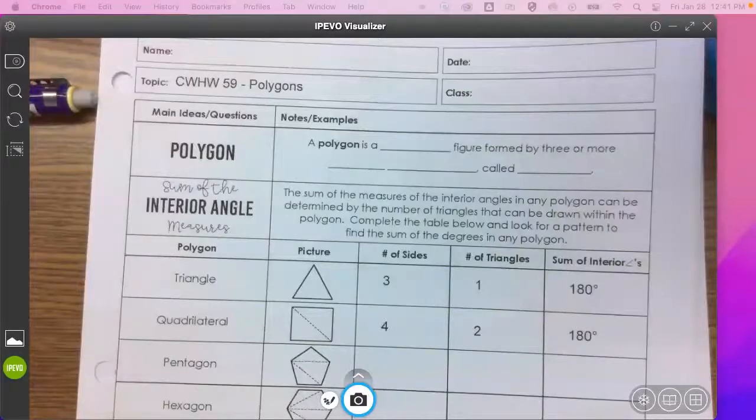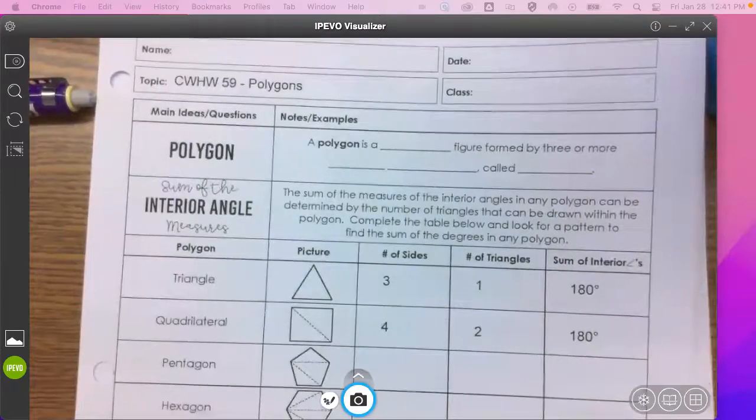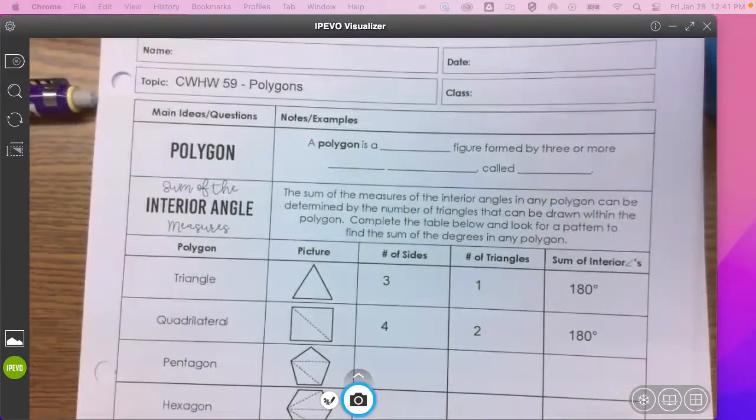So this is the next unit for this semester. It's called Polygons and Quadrilaterals. And we'll begin with the idea of a polygon. What is a polygon?